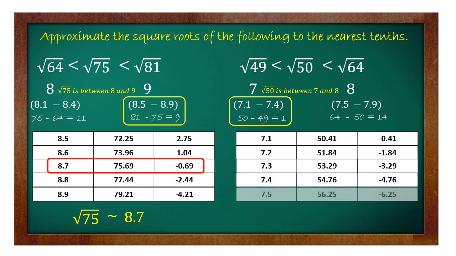So, kung mapapansin mo, palaki ng palaki yung difference niya. So, I guess, pwede mo nang hindi i-continue kasi lumalayo ka na ng lumalayo kay 50. Ibig sabihin, so, ang mas malapit natin kay 50 is yung 7.1. So, we could say that the square root of 50 is approximately 7.1.